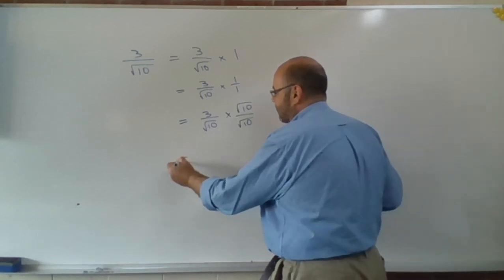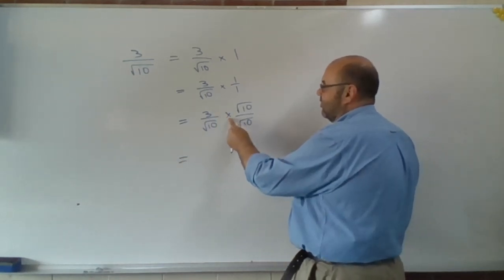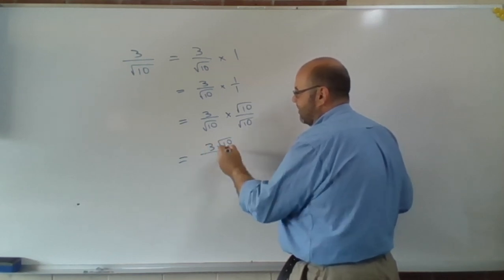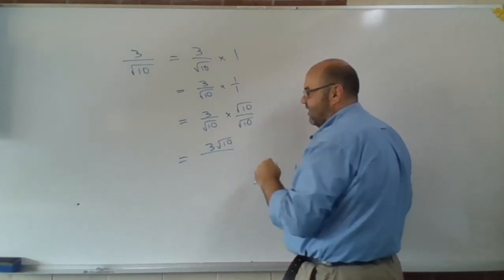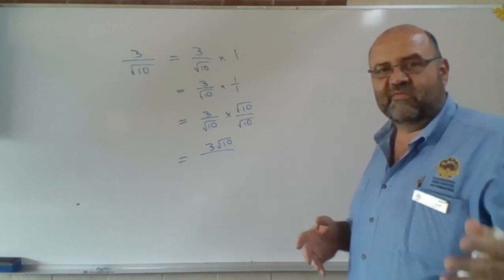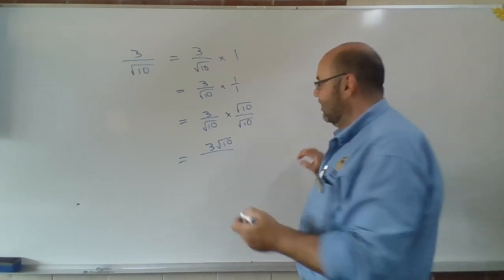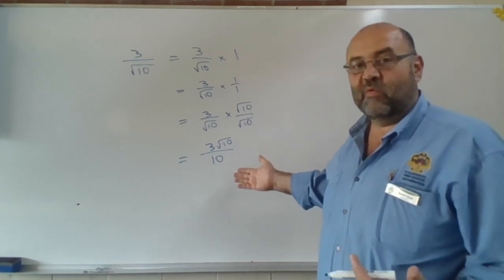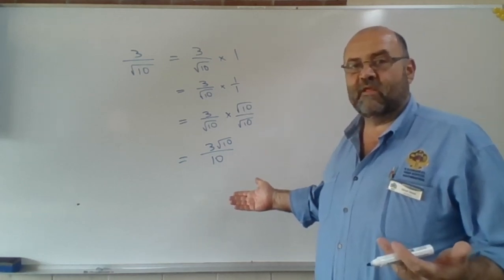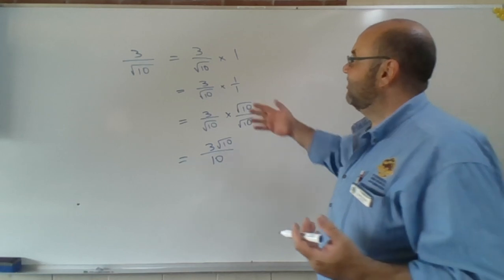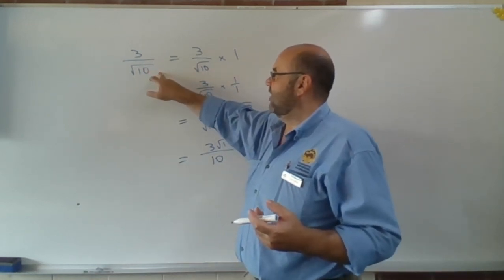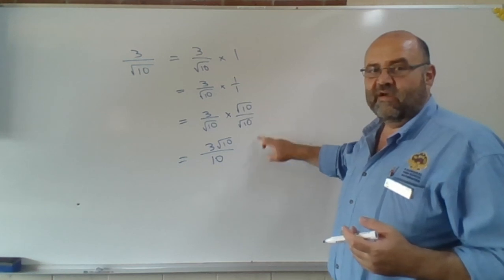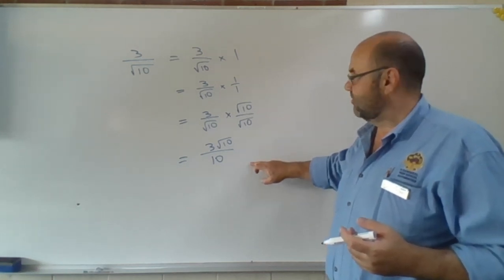Okay, so now look at this. 3 times root 10 is 3 root 10. Root 10 times root 10, well, the square root of 10 times the square root of 10 is 10. And now look, our denominator is rational. So what we did was we had 3 over root 10, we multiplied by root 10 over root 10, and that gave us a rational denominator.